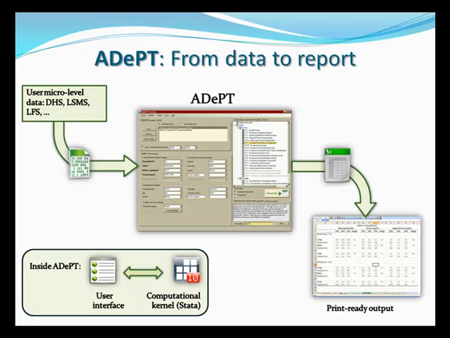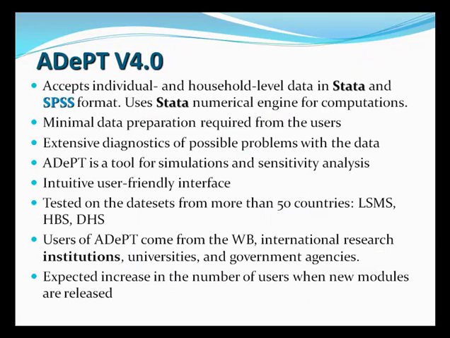The user maps variables in the loaded datasets to the variables required for a particular module and selects tables and graphs that he wants to produce. The ADePT computational kernel that is based on the Stata Statistical Engine processes the request and generates print-ready tables and graphs. We are currently in version 4 of ADePT.